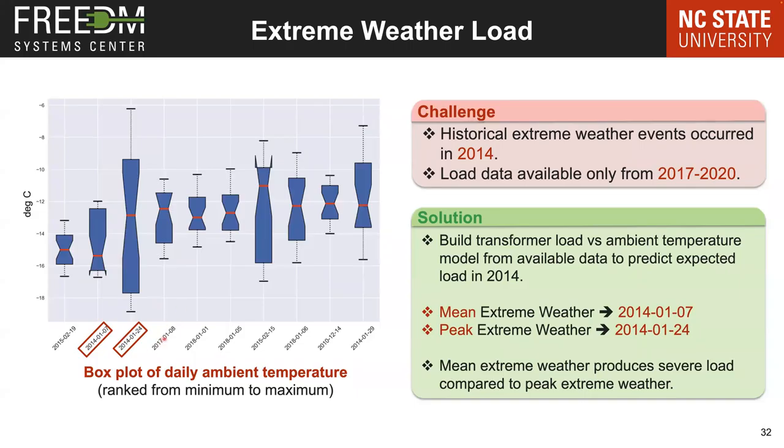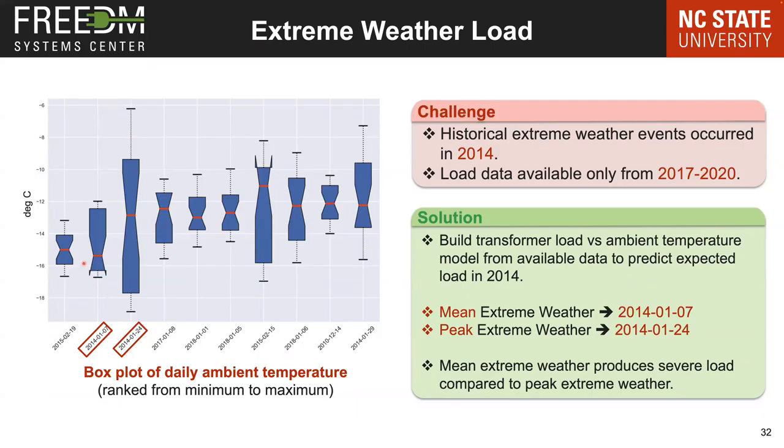So you can see we have the load data from 2017 to 2020, but most of the cold weather events happened in 2014. But we don't have the load data for these events. So we cannot make sure the transformer would operate without any risk of failure, even during these cold weather events. To address this, we try to build a transformer load versus ambient temperature model, based on the available data, so that we can predict the expected load on these cold event days in 2014.